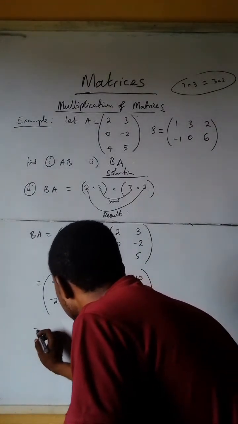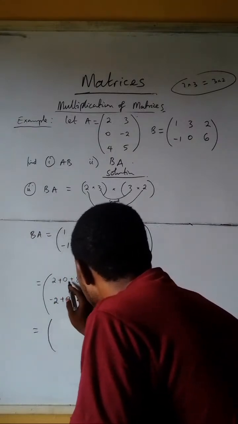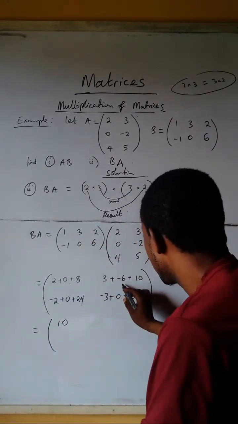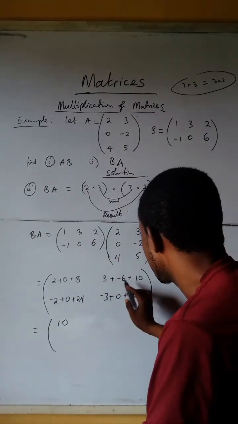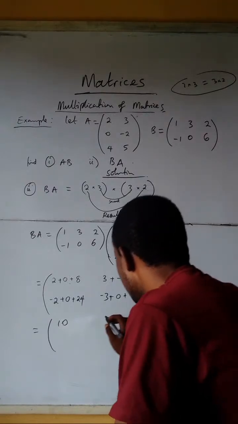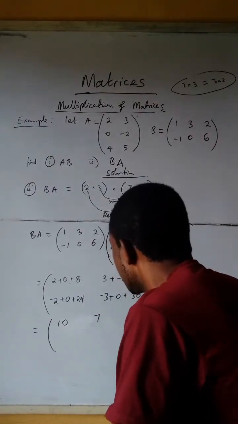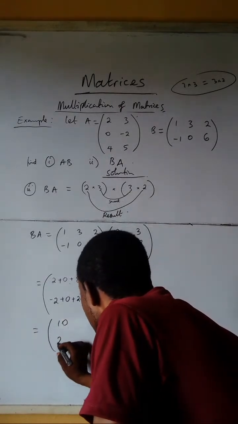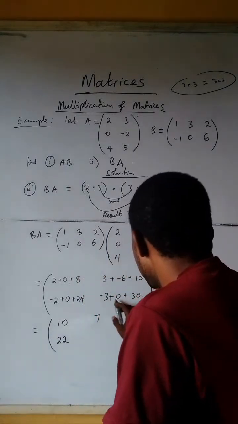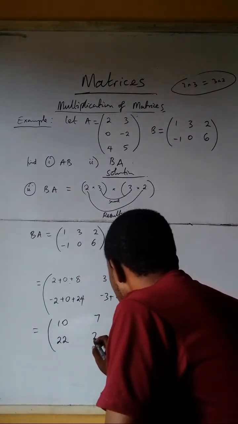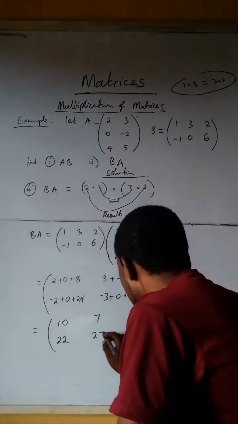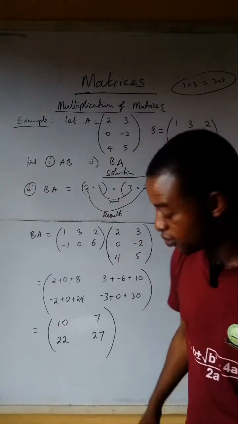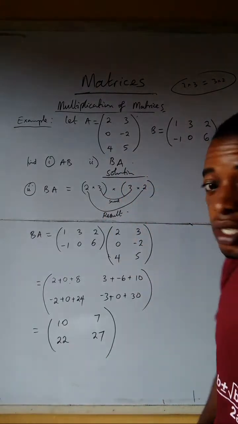So here, this becomes 2 plus 0 plus 8, that's 10. Then we have, this is 3 plus minus 6, that's 3 minus 6, which is minus 3. Then minus 3 plus 10, that's 7. And here we have minus 2 plus 24, that's 22 here. Then minus 3 plus 30, that's 27. So here we have the answer as 10, 7, 22, and 27.